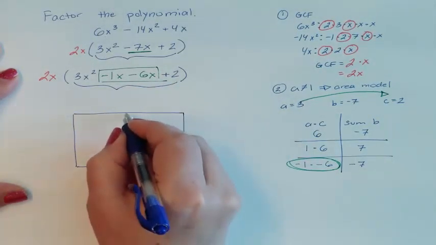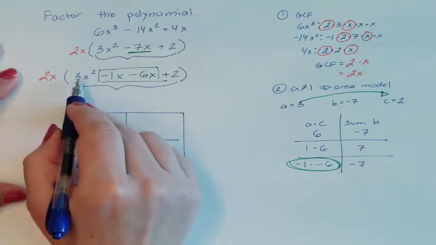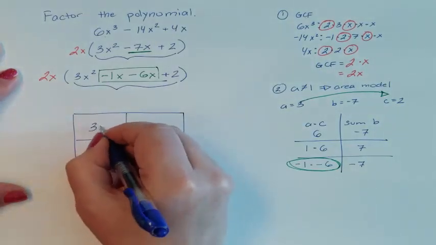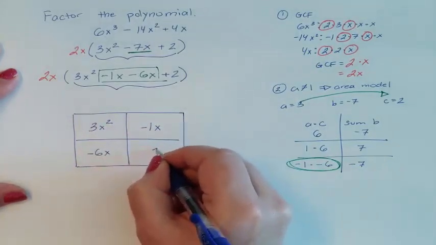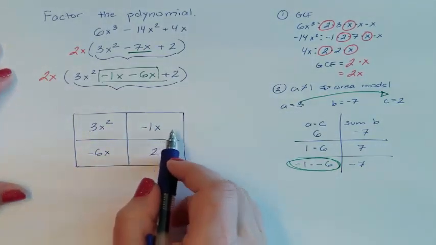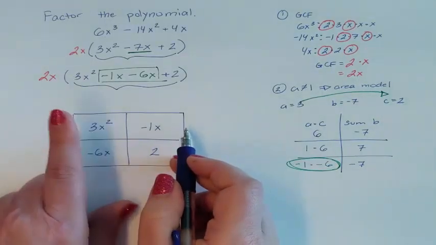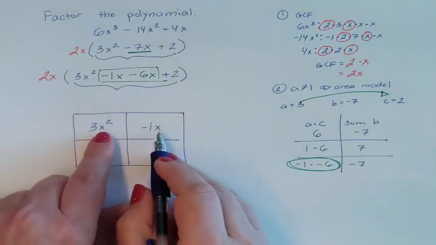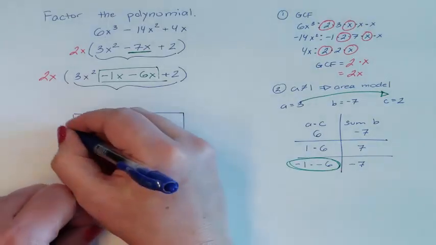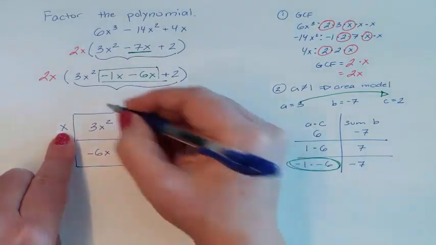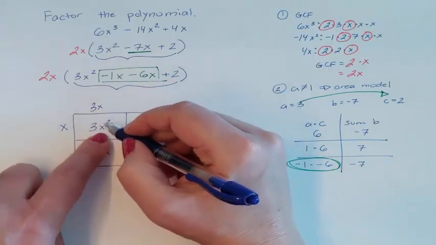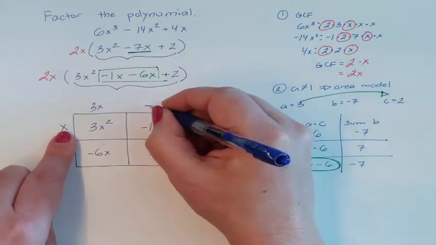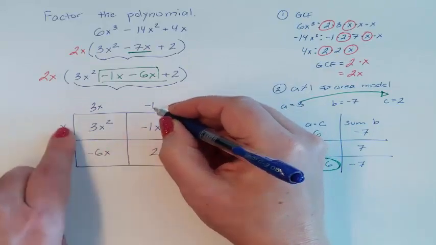Why do we have to do the area model? We have to do it because a was not 1. The little trick of avoiding the area model is only when a was actually 1. So I filled in my area model. The very top, GCF. They do not have a number in common, but they do have a variable in common. They have an x. If here is x, this has to be 3x because x times 3x would give me 3x squared. X times a negative 1 would give me negative 1x.